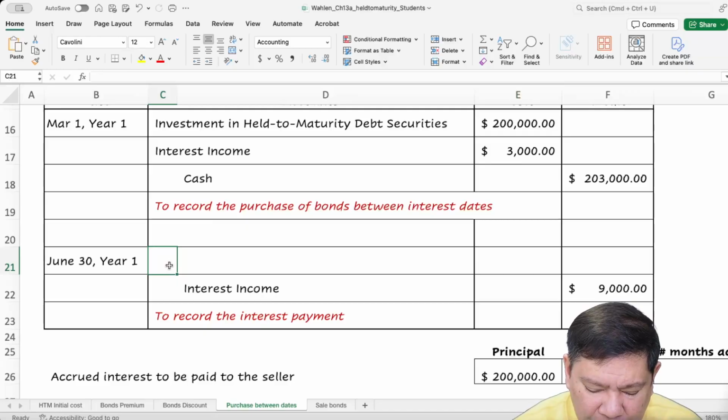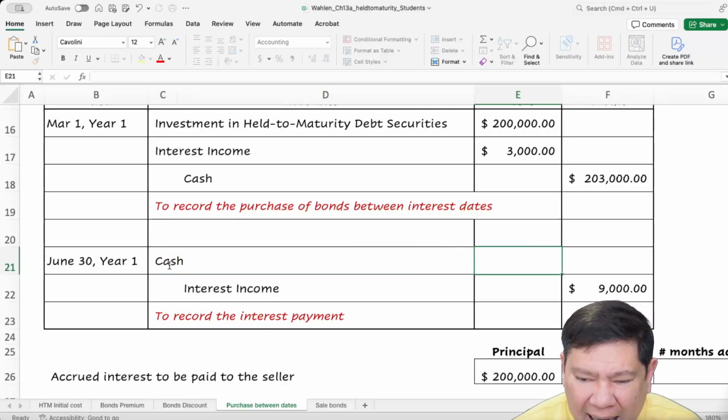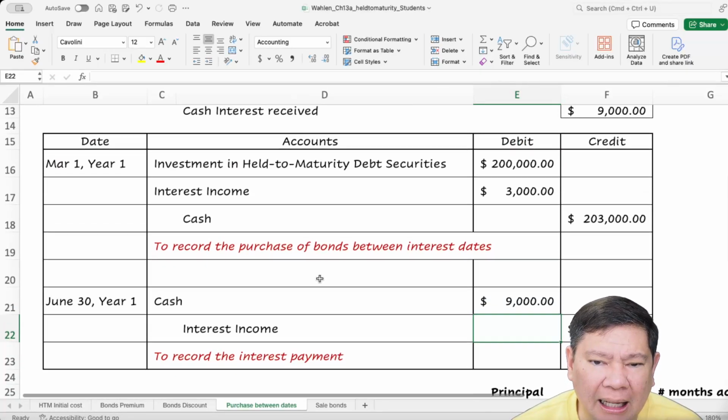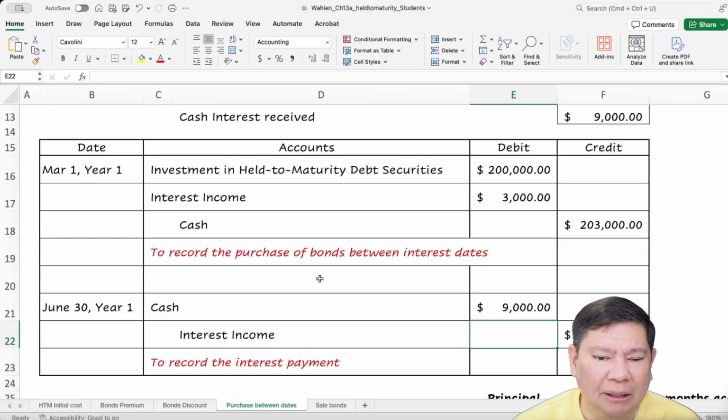Okay, so we will get that in cash, $9,000. So that's how we prepare journal entries for a situation when we purchase the bonds between the interest payment dates.